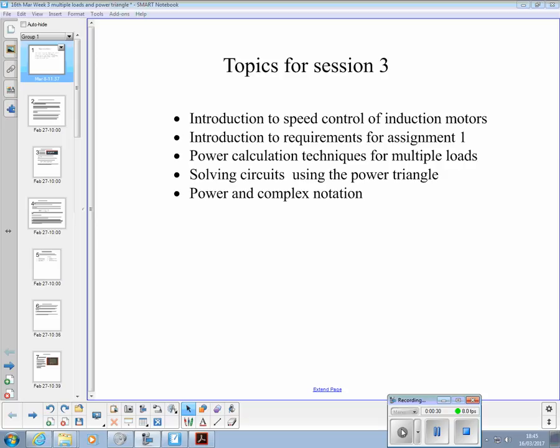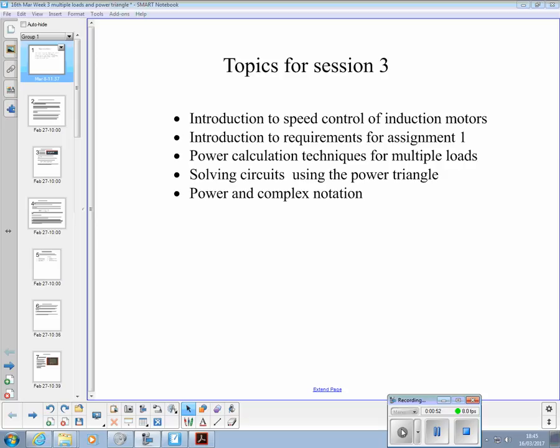Introduction to the requirements for the assignment, so we'll have a quick talk through what the assignment's asking you to do, and then we'll pick up with the theory side of things where we left off last week. So I've just inserted the slides for power factor correction into here because we didn't get to that bit, so we'll do that first, and then we'll pick up on these other techniques.